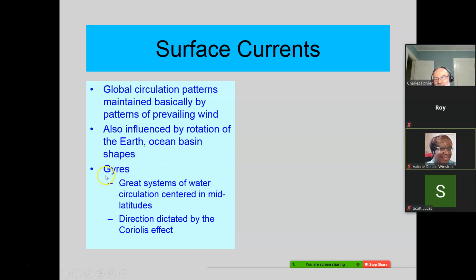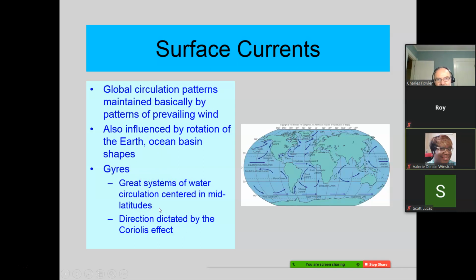Now they have what they call, I don't even know how to pronounce this, it looks like it might be gyres, but I think they probably pronounce it gyres, like gyroscope. They're great systems of water circulation centered in the mid-latitudes. And when we see the graphic, let's go on and show the graphic.